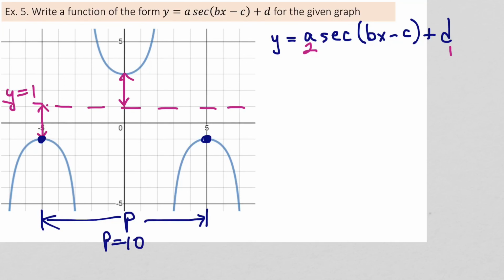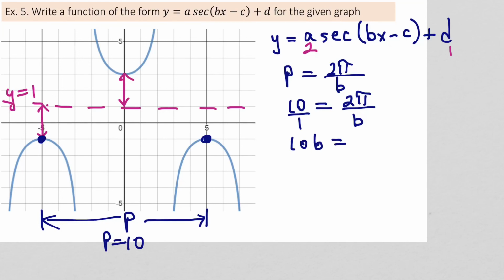All right, so I can calculate my B now by saying my period is equal to 2 pi divided by B. So 10 is equal to 2 pi divided by B. All right, so that means 10B is equal to 2 pi. B is equal to 2 pi over 10. All right, so let's reduce that. So that's pi divided by 5. All right, so now I've got my B. My B is pi over 5.